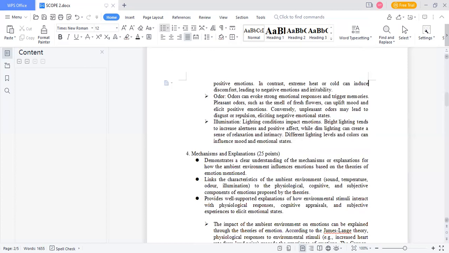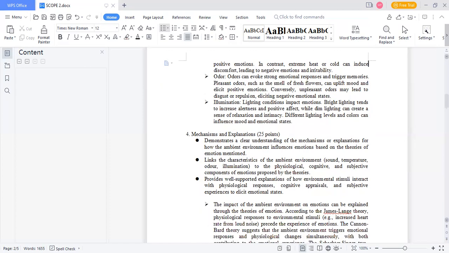And then looking at illumination, light conditions impact emotions. Bright lighting tends to increase alertness and positive affect, while dim light can create a sense of relaxation and intimacy. So different lighting levels and colors can influence mood and emotional states as well. So illumination is very important as well. I believe by now you can see that to become a psychologist, there are quite a lot of things that one needs to be exposed to and knowledge that one needs to understand.